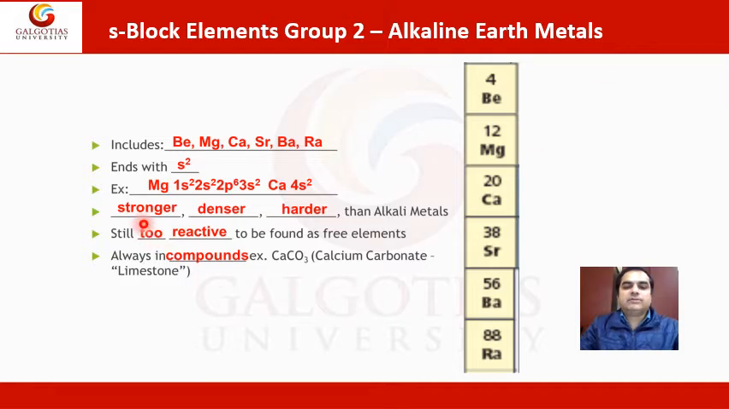These alkaline earth metals are stronger, denser, and harder than the alkali metals of group 1. They are also reactive in nature, and are not found as free elements, but are found in compounds like calcium carbonate, which is called limestone.